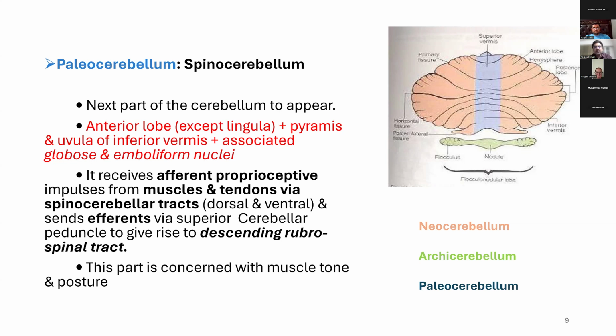So what does it receive? It receives afferent proprioceptive impulses from the muscles, tendon, and how do they arrive? They arrive through the spinocerebellar tract. And again, we all know the spinocerebellar tract has dorsal and ventral portion as well. And the efferents via superior cerebellar peduncle, they give rise to descending rubrospinal tract. And this part is concerned with muscle tone and posture. So archicerebellum, which was the first part, was related to the equilibrium. The paleocerebellum or the spinocerebellum is concerned with the muscle tone and posture. So you cannot attain equilibrium without having a good posture and an appropriate muscle tone.